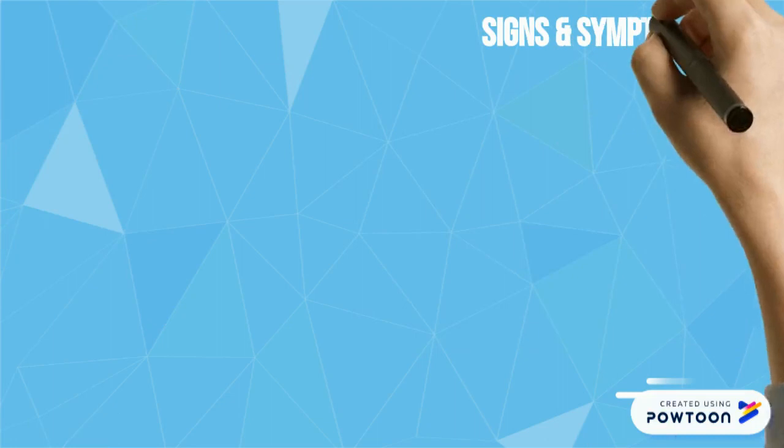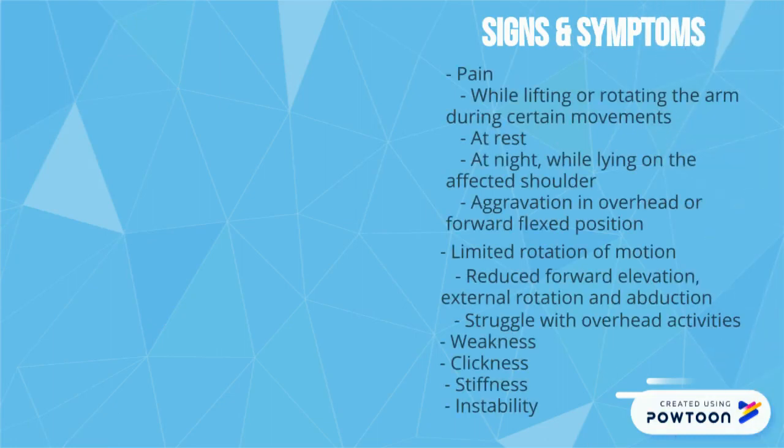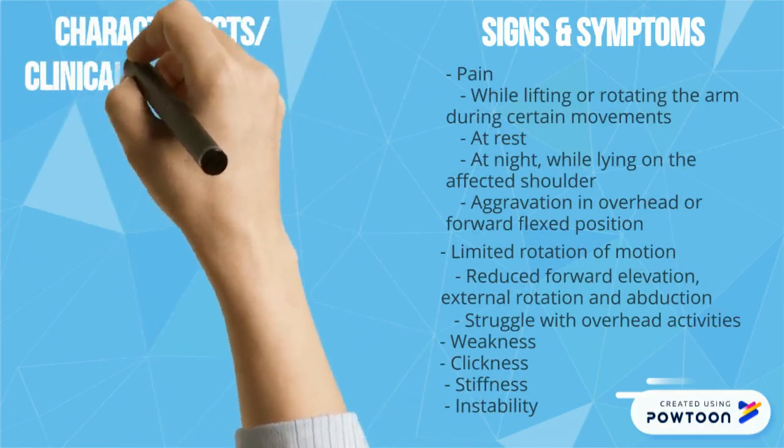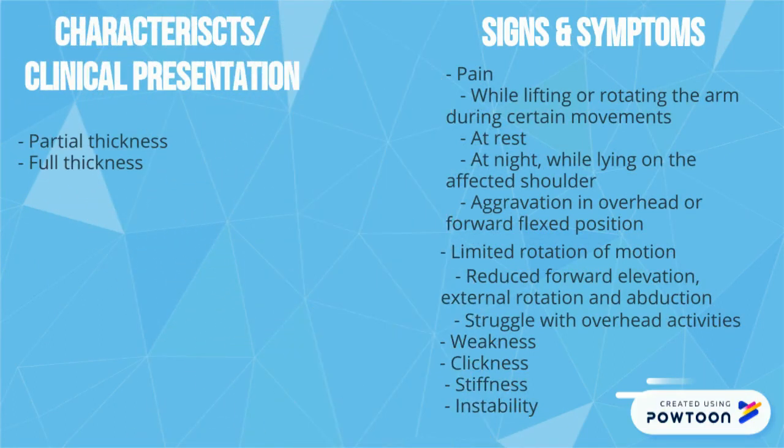Some signs and symptoms are pain, aggravation in overhead or forward flexion positions, limited range of motion, weakness, clicking, stiffness, and instability. Some characteristics or clinical presentations that might be seen are partial thickness or full thickness tears in the tendon.